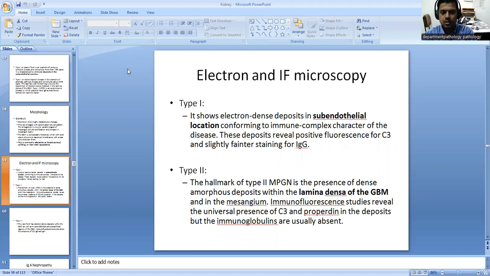Type 2. The hallmark of type 2 MPGN is the presence of dense amorphous deposits within the lamina densa of the glomerular basement membrane and in the mesangium. Immunofluorescence studies reveal the universal presence of C3 and properdin in the deposits, but the immunoglobulins are usually absent.